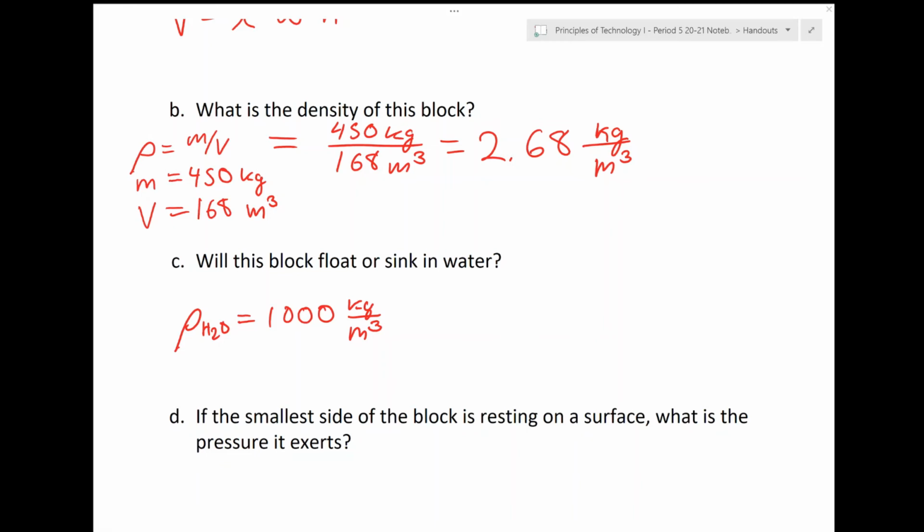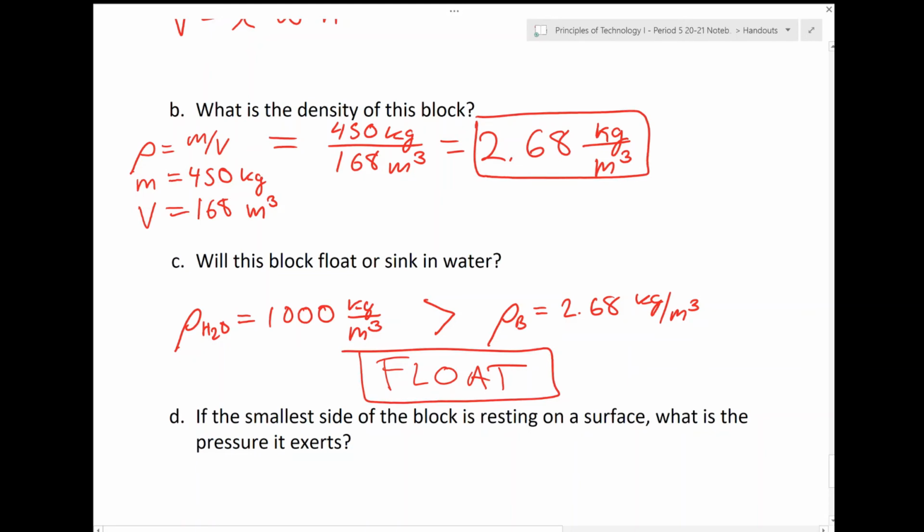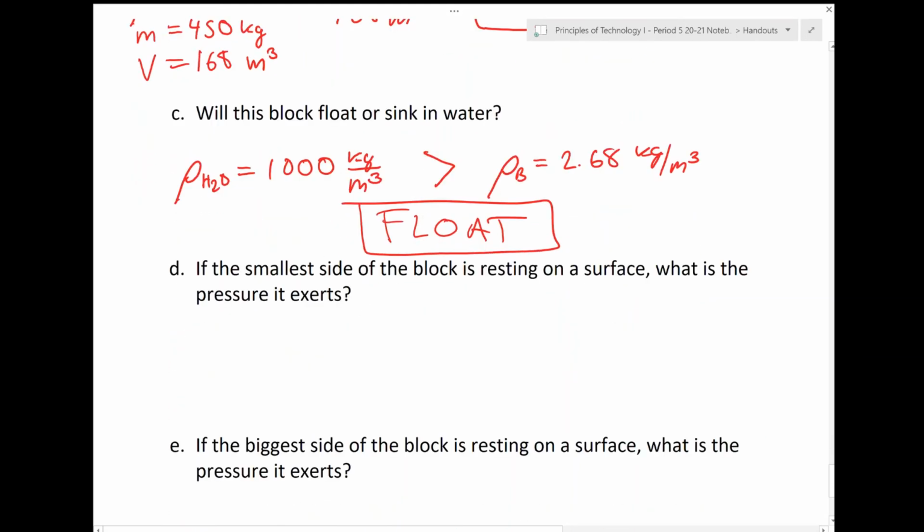Once we know that the density of water in kilograms per cubic meter is 1,000, we can compare it to the density of the block, which is 2.68 kilograms per cubic meter. We can see that the density of water is much greater than the density of the block, so it is going to float.